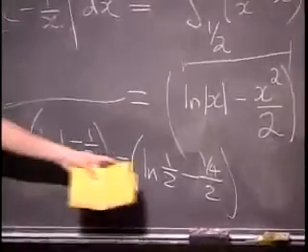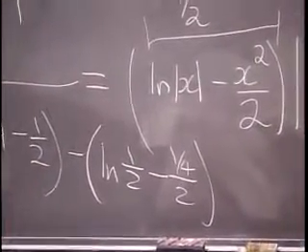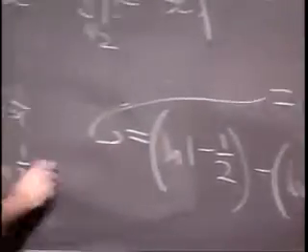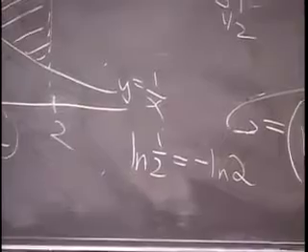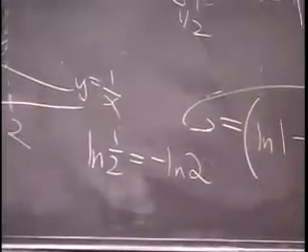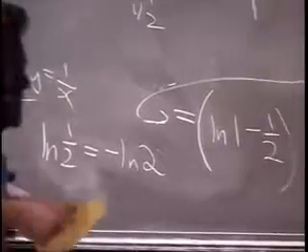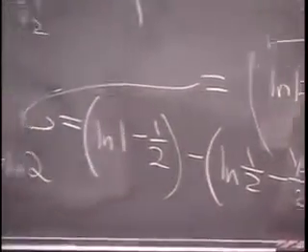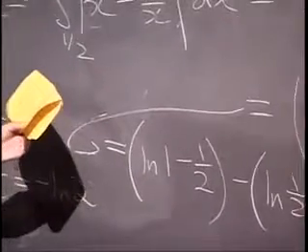And by the way, log of 1/2 is negative log 2. It's important that you know this. Log 1/2 is minus log 2. After all, it's log 1 minus log 2, and log 1 is just 0. So if you work this out, log 1 is 0. So this first piece turns out to be log 2 minus 3/8.